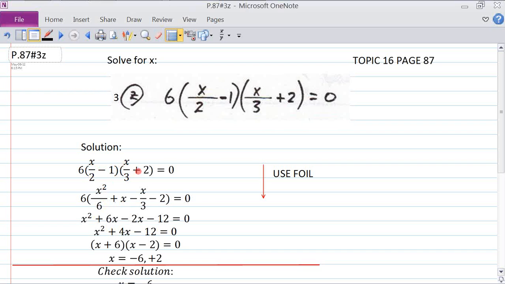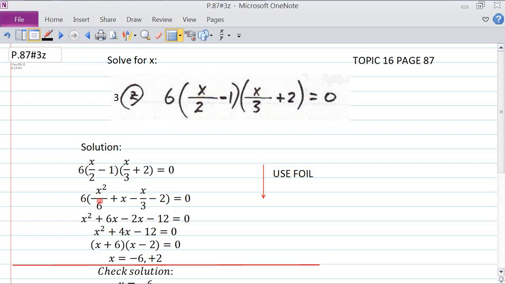Now if I take the outer, plus 2 times x over 2, I get 2x over 2, which becomes plus x. So the outer is plus x. The inner is minus x over 3, which is minus 1 times x over 3, which is this. And the last times the last gives me minus 2. So all I'm doing in going from this line to this line is using the FOIL method to simplify these two in the brackets. So I have 4 terms here, and I've used FOIL.